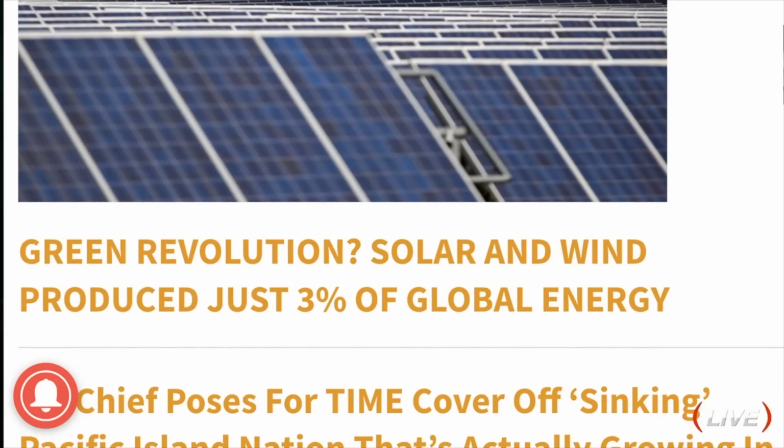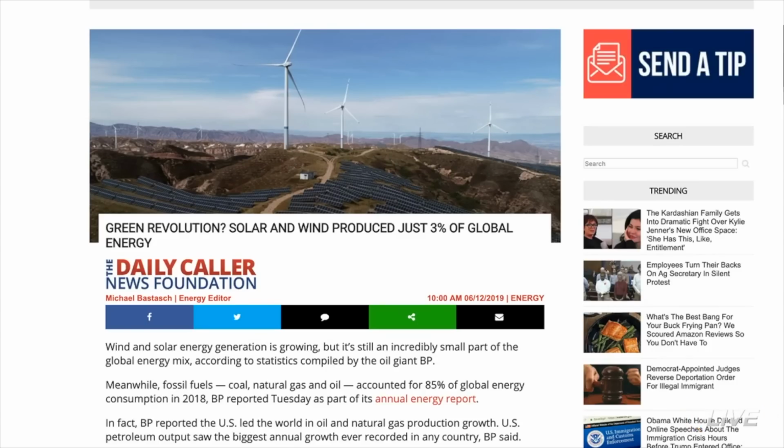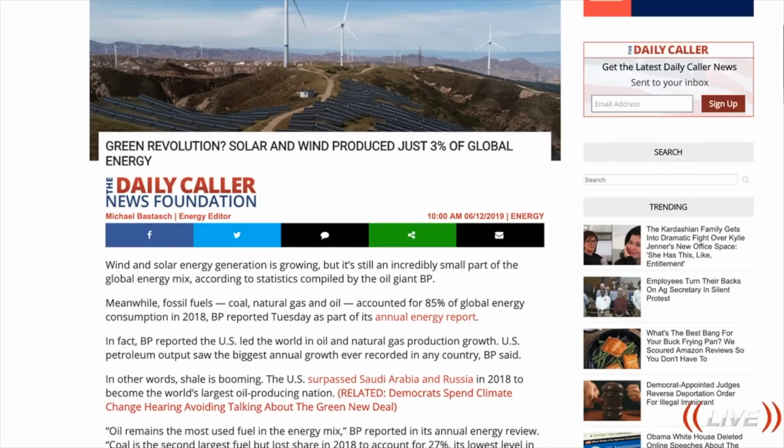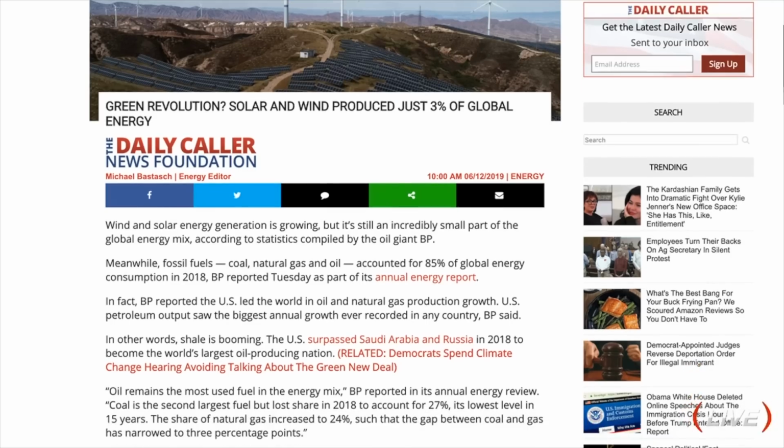So now that we know that our sun is going to go into a slumber, a deep one, the green revolution: solar and wind produce just 3% of global energy. So where I'm getting with this is, if we're only producing 3% now, what are we going to be producing in 20 years from now? Wind and solar energy generation is growing, but it's still an incredibly small part of the global energy mix.